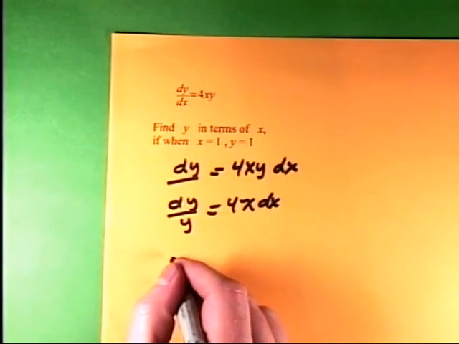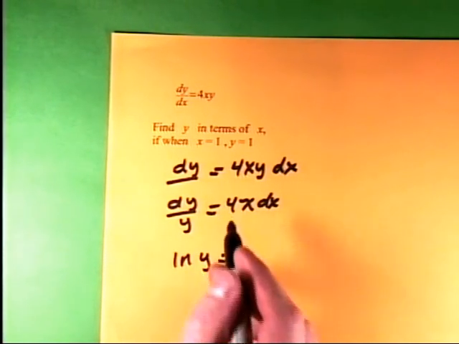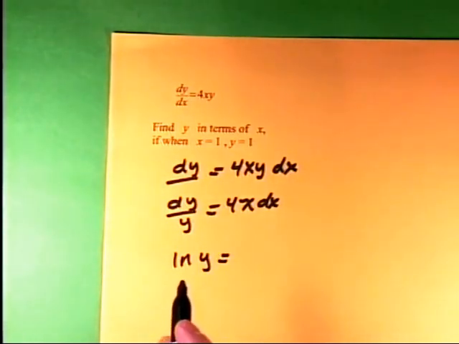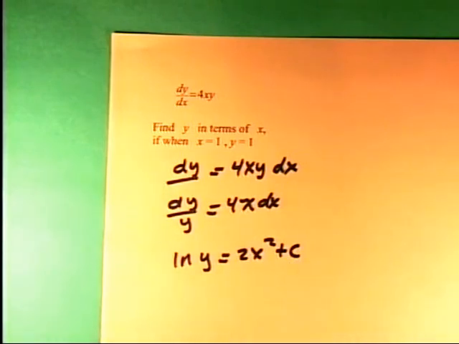Okay, and you integrate dy over y. What do you get? Natural log of y is equal to, what's the integral of 4x, Lacey Stevens? 4x squared over 2. So it's just 2x squared plus c? Yes.